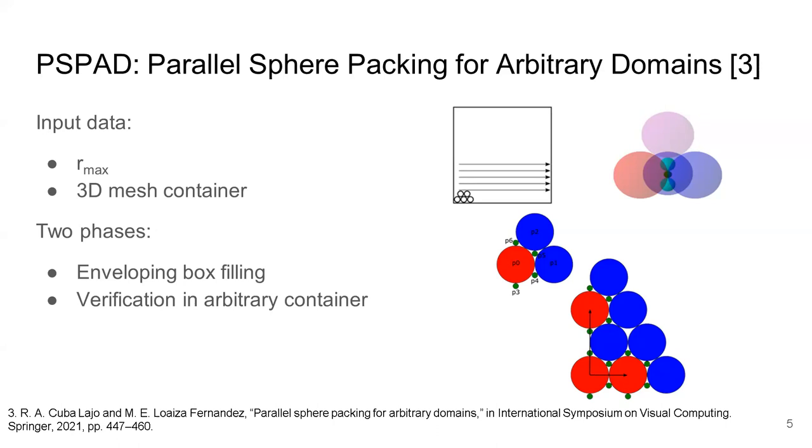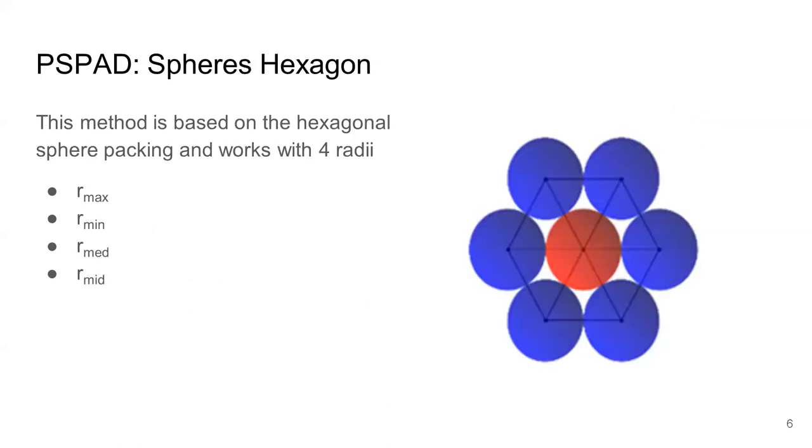In the image on the left, you can see how a layer will be filled in 2D. The fill is left, right and up. Next. This method is based on hexagonal sphere packing and works with four radii. Hexagonal sphere packing is with 7 spheres: the central sphere and 6 spheres at the vertices. The spheres with the respective radii we will call R max sphere, R min sphere, R meta sphere, and R mid sphere.